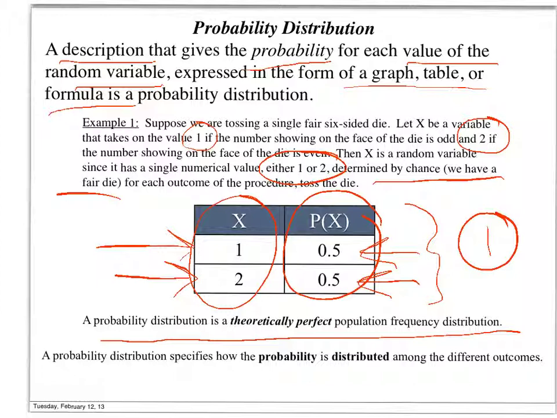That is to say, if you actually sat and tossed a coin many, many times, you probably wouldn't get exactly half heads and exactly half tails. The probability distribution is the theoretically perfect population frequency distribution. And it specifies how the probability is distributed among the different outcomes.